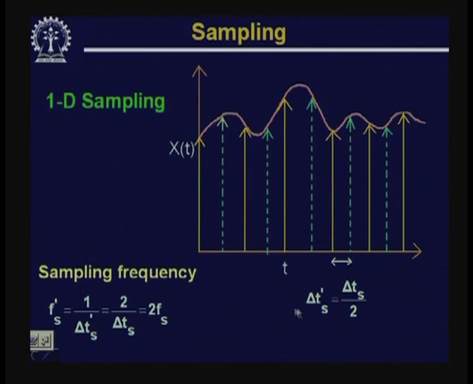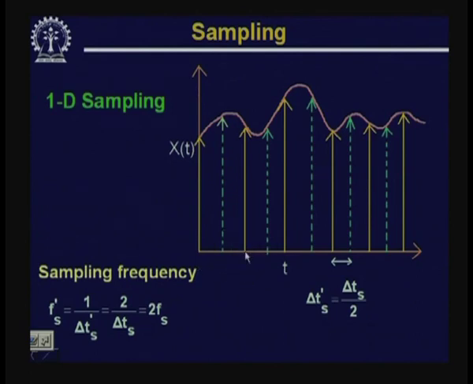When we take these new samples, we reduce the sampling interval by half. Our earlier sampling interval was delta t s. Now I make the new sampling interval, which I represent as delta t s dash, equal to delta t s by 2. Obviously, the sampling frequency f s dash, equal to 1 upon delta t s dash, now becomes twice f s. That is, earlier we had the sampling frequency of f s, now we have 2 f s.